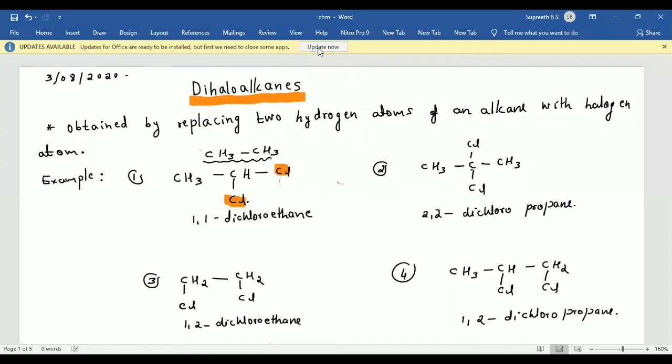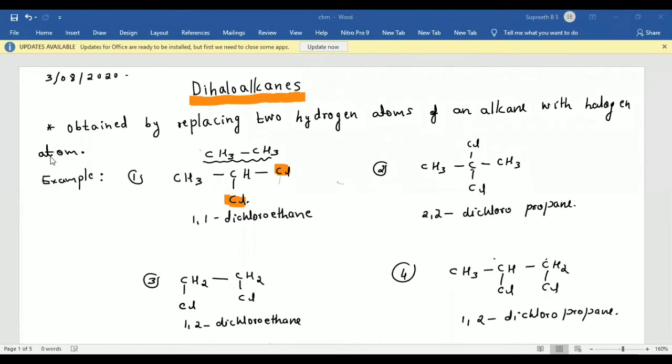Ethane is the basic molecule. We have two carbon atoms, and one of the hydrogen atoms of each carbon atom is replaced with a chlorine atom. Next, the fourth example: propane is the basic molecule, CH3 CH2 CH3. One of the hydrogen atoms of the second carbon and one of the hydrogen atoms of the third carbon is replaced with chlorine atoms. So that will give 1,2-dichloropropane. Right, this is about dihaloalkanes. Remember that point: dihaloalkanes are obtained by replacing two hydrogen atoms of an alkane with halogen atoms.